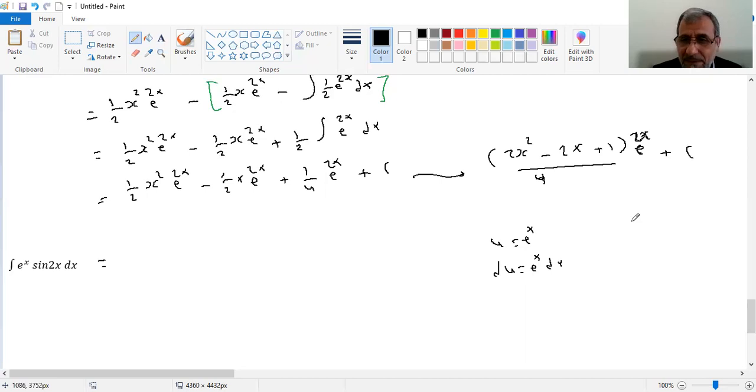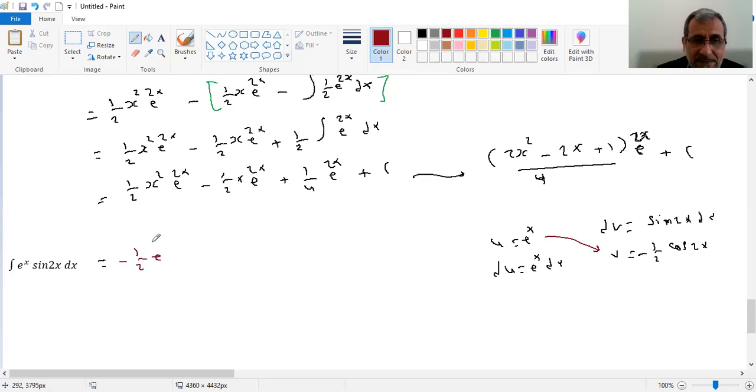And dv is equal to what? Sine 2x dx. So the integral v of sine is minus cosine, but the derivative of 2x is 2, so you have to multiply by 2 divided by 2. This will be here negative half cosine 2x. Now uv, multiply u by v, this by this one, is negative half e^x cosine 2x, and minus integral v du.